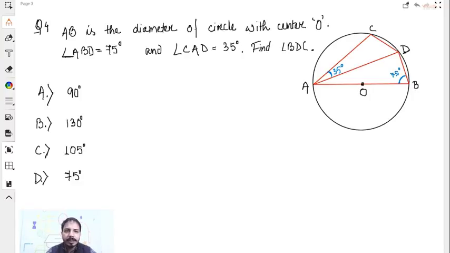The next question says AB is the diameter of a circle with center O. Then I have a triangle, say ADB, and one more triangle ACD. This angle is given as 75 and this angle as 35. They are asking to find angle BDC. BDC means I need to find this complete angle. Okay, solve it guys.